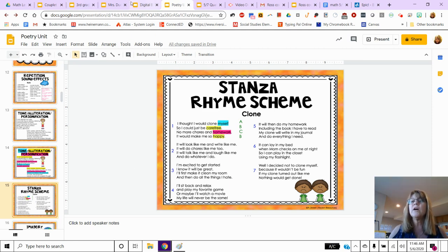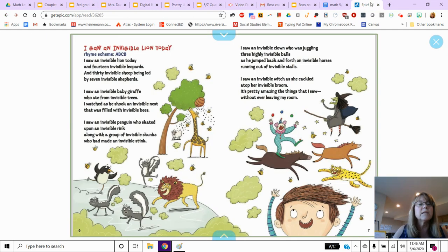Okay. In the book, on the lion one, is this. I saw an invisible lion today and 14 invisible leopards, and thirsty invisible sheep being led by 7 invisible shepherds. So leopards and shepherds. So now we have A, B, C, B. So leopard and shepherd. So A, B, C, B is the whole poem. I saw an invisible baby giraffe who ate from invisible trees. I watched as he shook an invisible nest that was filled with invisible bees. So now that stanza has invisible trees and bees rhyming.